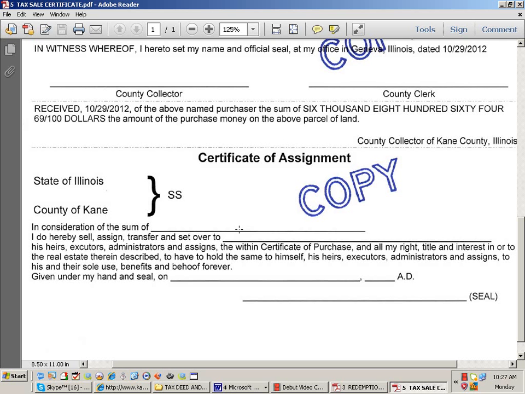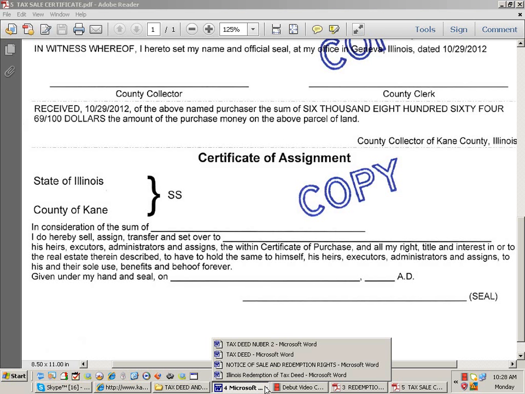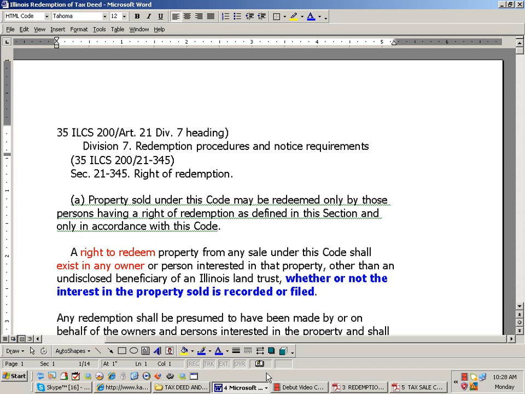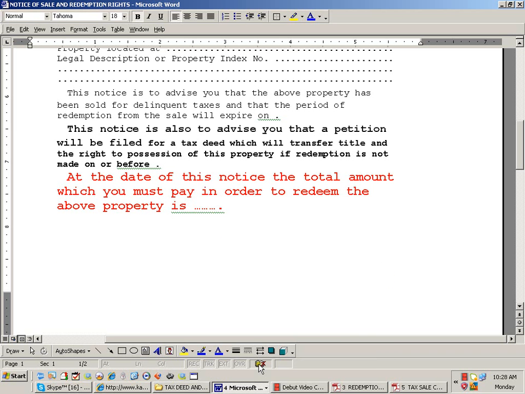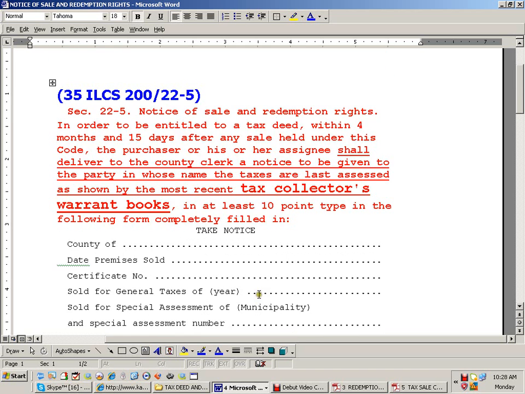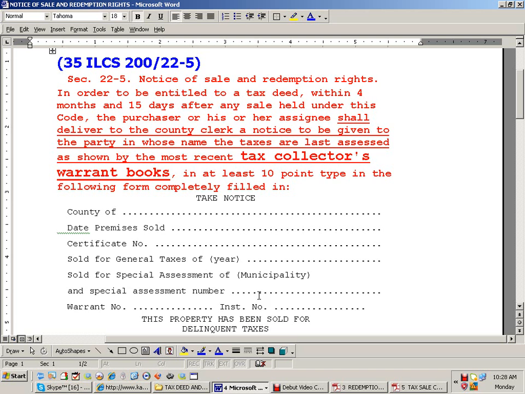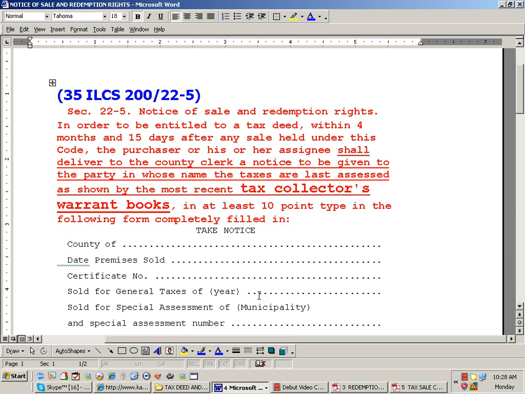So, based on that, we want to start looking at some paperwork to see what it says about redeeming property. And where was that one? Illinois redemption. No, that isn't what I wanted. I'm going to do redemption procedures and notice requirements, right? Article 21, Division 7. The first one I want to do is 22-5.